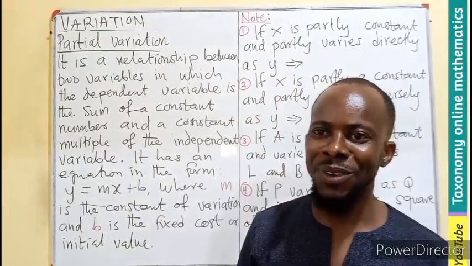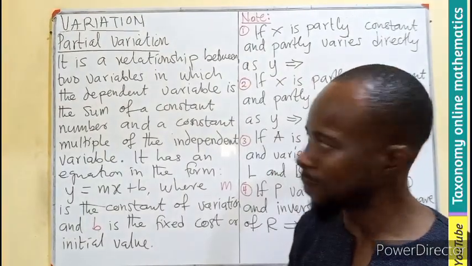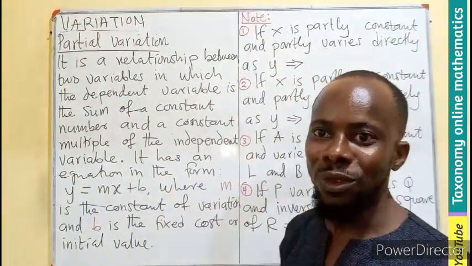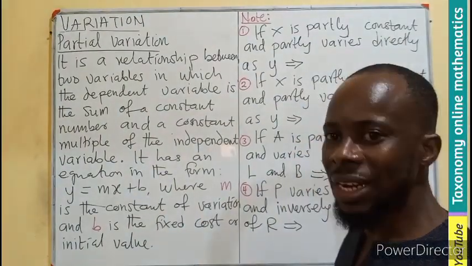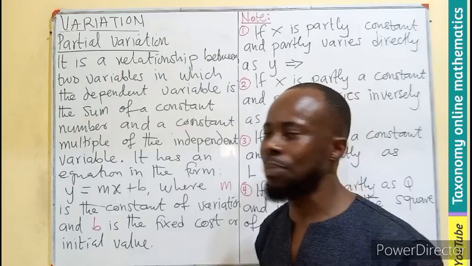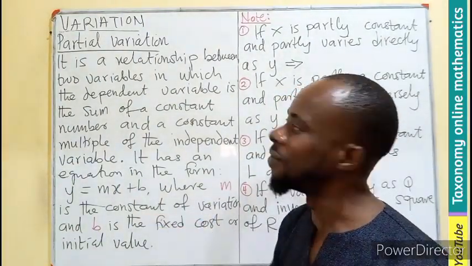Welcome. Let's continue episode 4 of the tutorial on variation. This is the partial variation, so I will not be talking too much. I have everything labeled out for us. Let's go through it and see how we can relate the partial variation with joint, direct, and inverse.